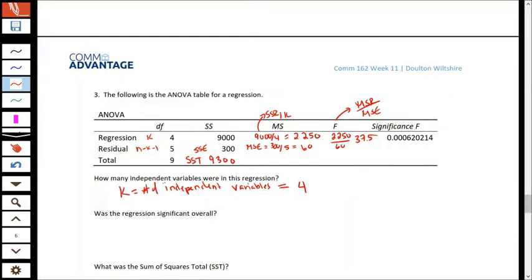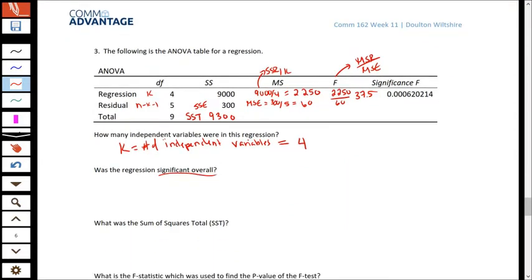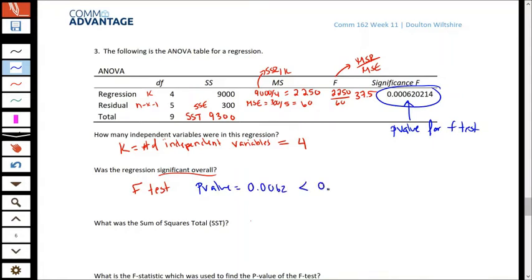Was the regression significant overall? This is going to be us looking at that F test, and that number under significance F, this is the p-value for the F test. So our p-value here, 0.0062, is a smaller number than 0.05, right, our alpha. And remember, small p-values are good in regression. So in this case, it's a small p-value, so we would say, yes, it is significant.